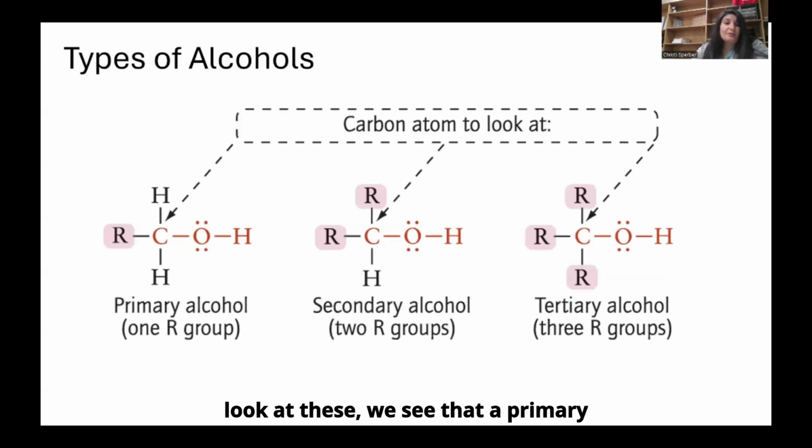So if we look at these, in a primary alcohol, we look at the carbon bonded to the alcohol. It's bonded to two hydrogens and one R group. Primary is also shown as a 1 and then a degree sign. It's bonded to one R group. Secondary is bonded to two R groups or carbons. Tertiary is bonded to three.